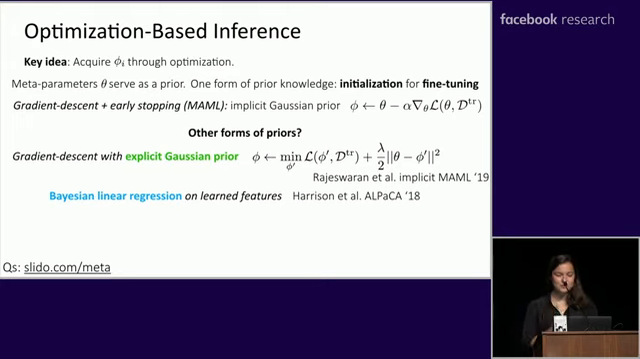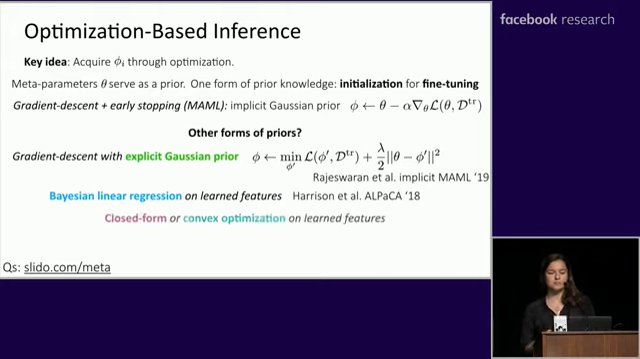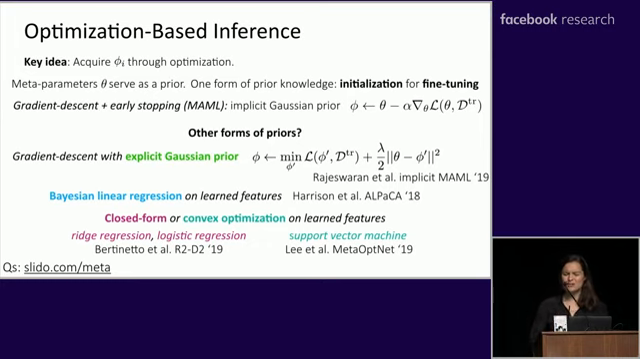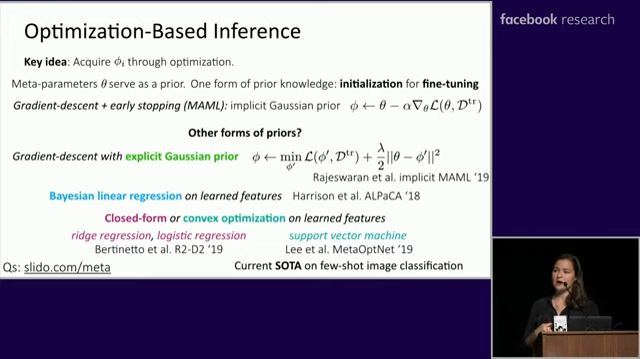And we can also, this is moving more away from Bayesian methods, but we can also do other forms of optimization on the last layer of the neural network, such as doing ridge regression, logistic regression, or support vector machines. And this form of prior is essentially that we want features that are useful for linear classification that can be performed with these methods. And to my knowledge, this last approach, MetaOptNet, is the current state of the art on few-shot image recognition benchmarks.